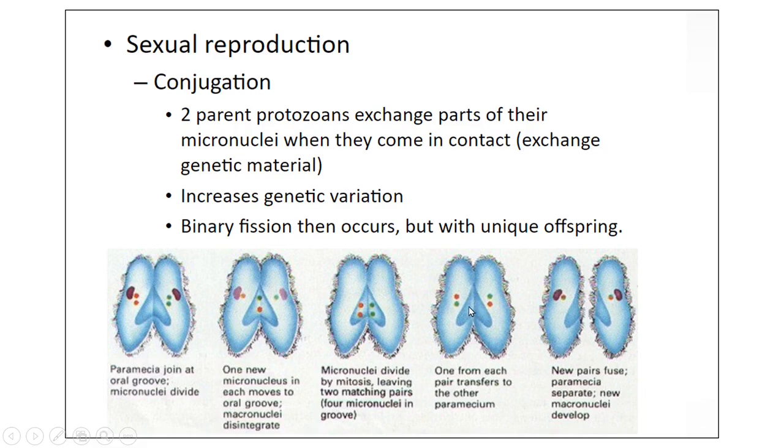So at the end, you will have an orange and a green for the left paramecium, and then a green and an orange for the right paramecium. And you can see here already that there is an exchange of genetic material. There is a combination of genetic material. So this is under sexual reproduction.